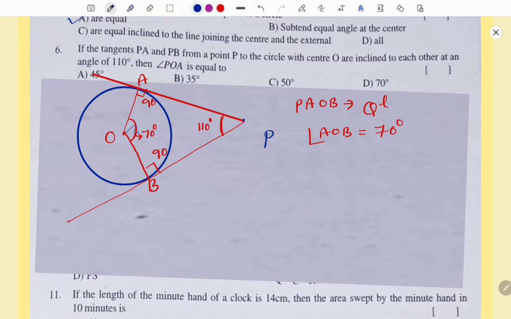Suppose we join O and P. Now here angle AOB is exactly bisected. OP is called the angular bisector. Means the 70 degrees is divided into half. So here this is 35 degrees. So he asked that question, angle POA is equal to 35 degrees. I hope all have understood this one. So what is the option here? B. Answer is B.